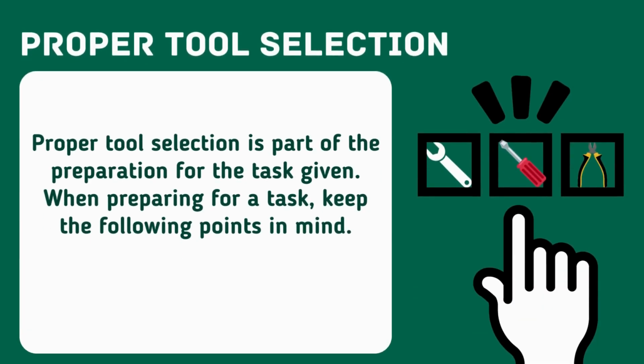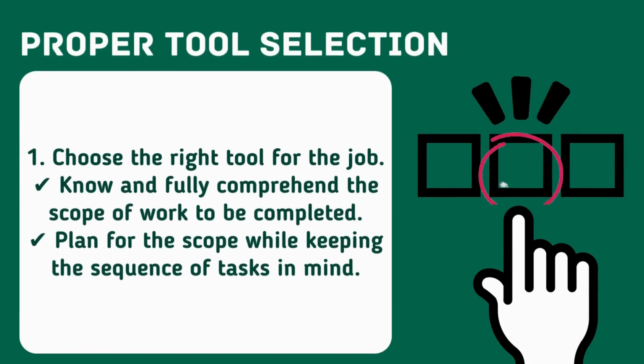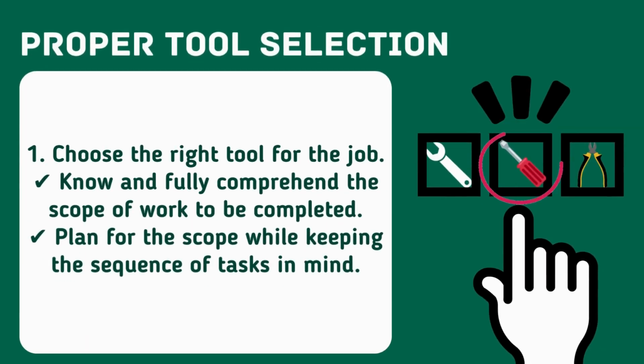Proper tool selection. Proper tool selection is part of the preparation for the task given. When preparing for a task, keep the following points in mind. 1. Choose the right tool for the job. The first one is to know and fully comprehend the scope of work to be completed, and the second one is to plan for the scope while keeping the sequence of tasks in mind.